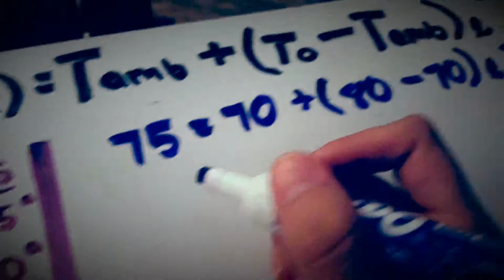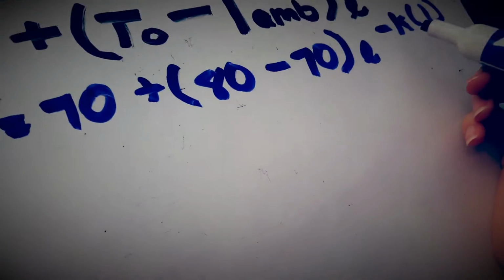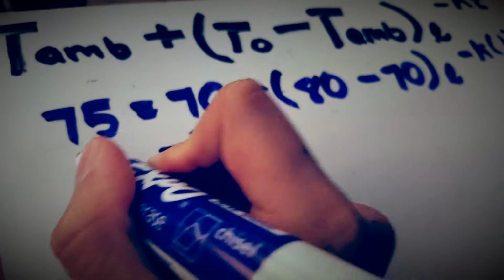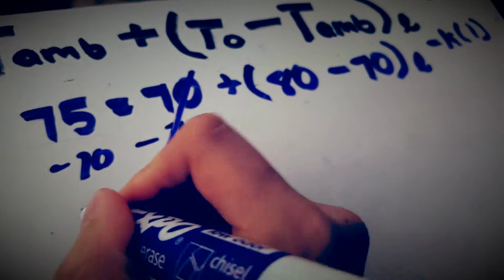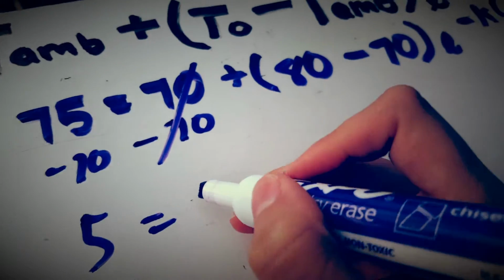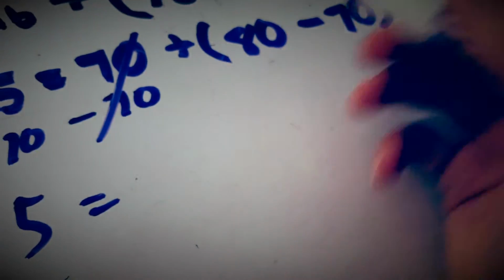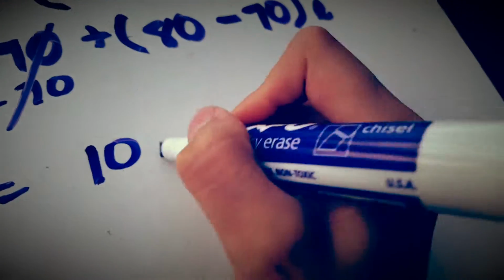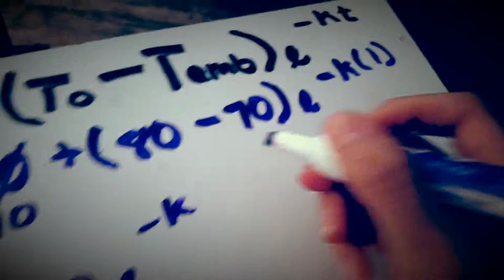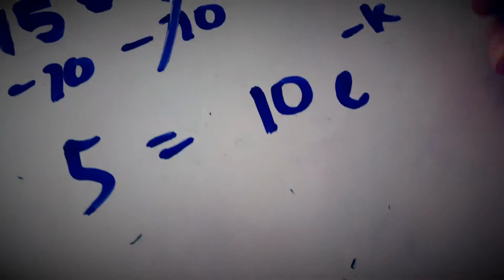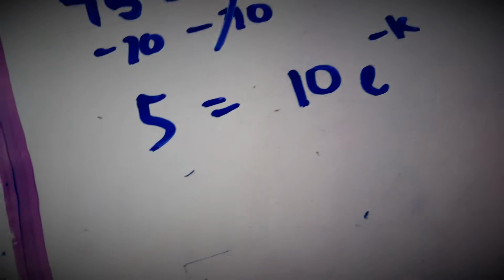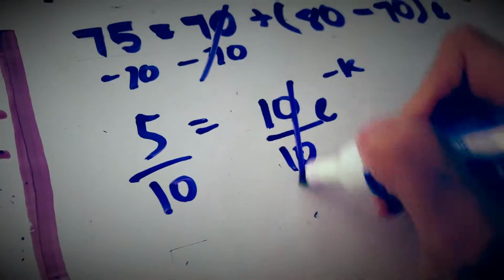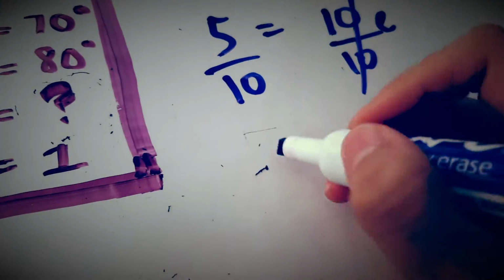So here we are looking for negative K right now. We subtract 70 from both sides here, we get 5. 80 minus 70 is 10, and we bring down our e to the negative K, and then I'm just going to leave it as negative K because negative K times 1 just stays the same. And then we divide both sides by 10. Alright, and that gives us a half.